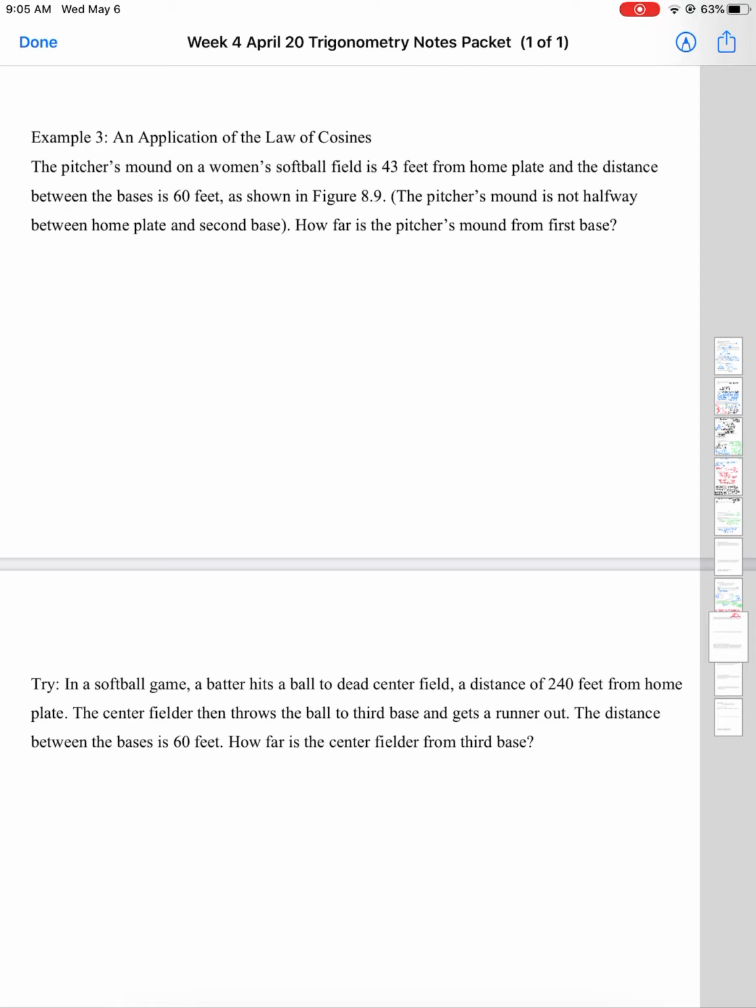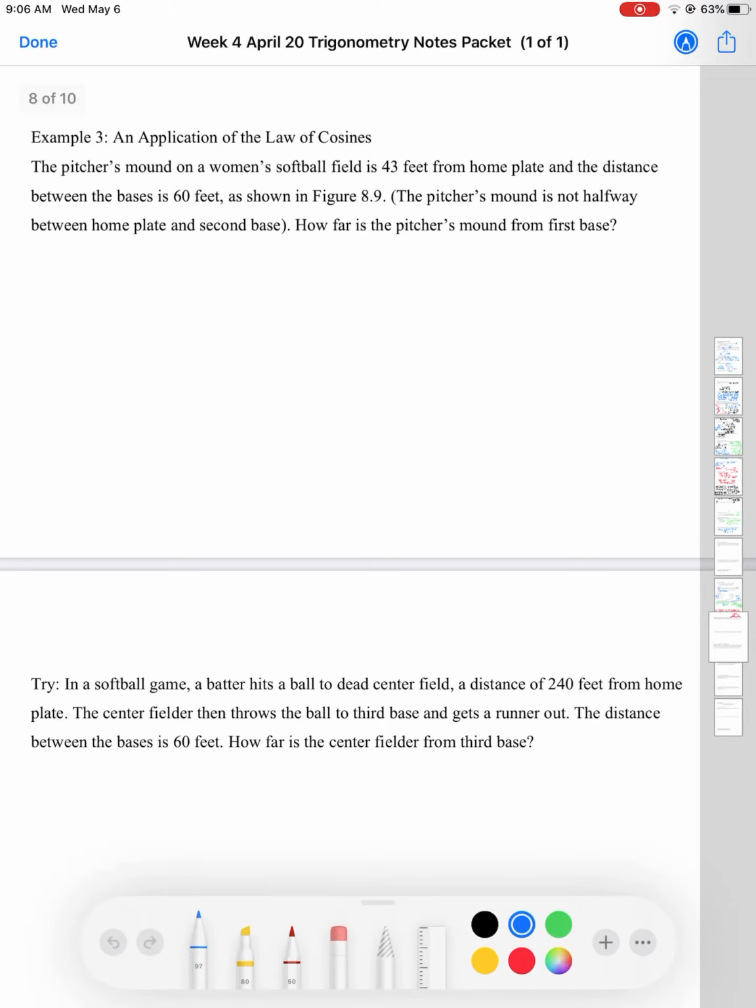Okay, so 8.2 part 3 is going to be the next two examples. It's going to be the two softball field word problem examples for the law of cosines. The pitcher's mound on a women's softball field is 43 feet from home plate, and the distance between bases is 60 feet, as shown in figure 8.9. The pitcher's mound is not halfway between home plate and second base. How far is the pitcher's mound from first base?